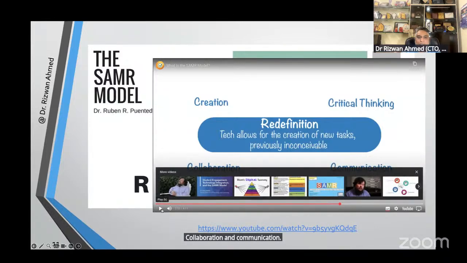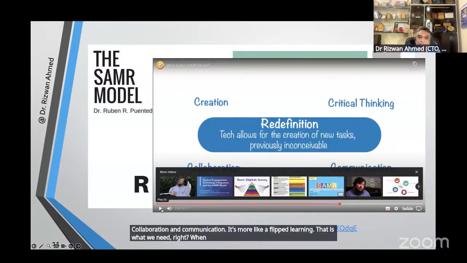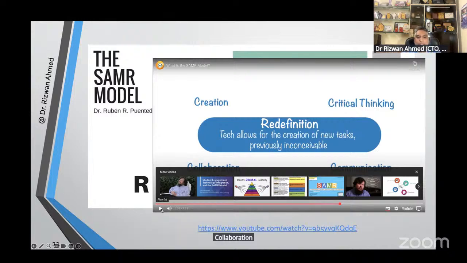So it's more like a flipped learning. That is what we need, right? When you want these students to practically do things, right? How industry expects them to do, right? Because in redefinition, you are teaching them creation, critical thinking, collaboration, communication, teamwork, right? That is what is needed in industry as well.